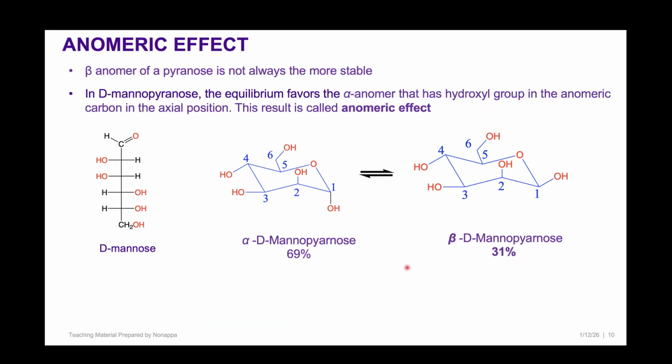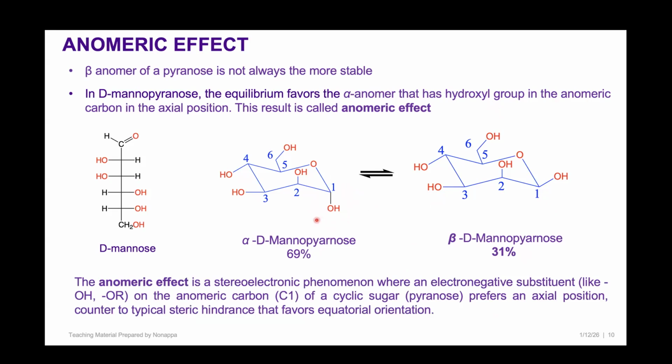And this particular effect where the axial substituent is much more favored is known as the anomeric effect. It is a stereoelectronic phenomenon where an electronegative substituent, such as OH or an alkoxy group, or even chlorine or bromine, on the anomeric carbon, carbon number 1 of a cyclic sugar, prefers an axial position, counter to typical steric hindrance that favors the equatorial position.